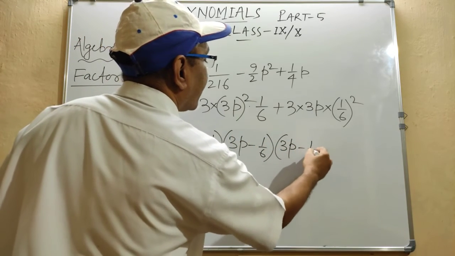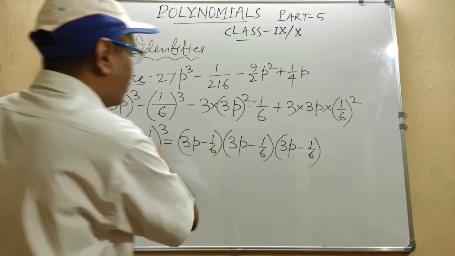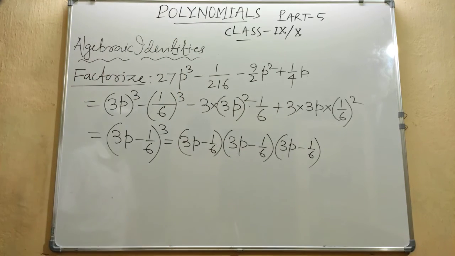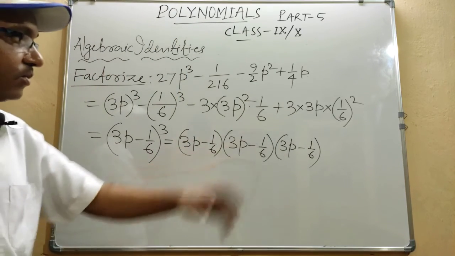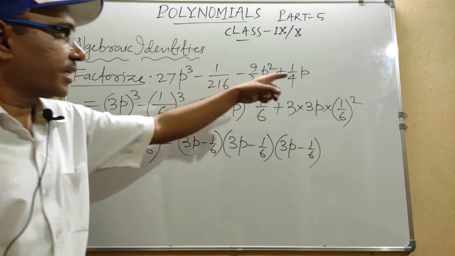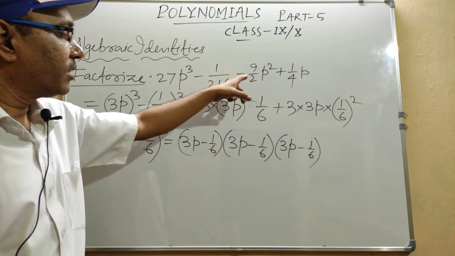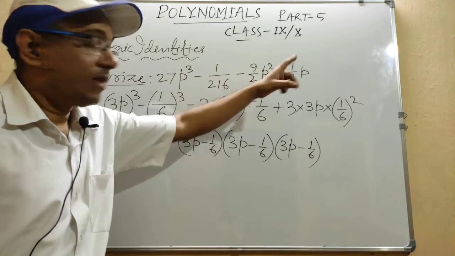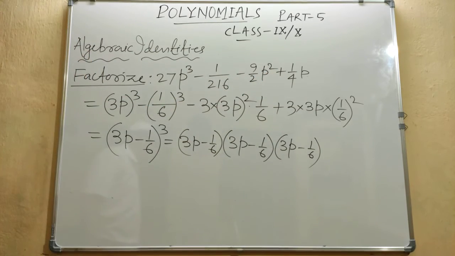You can write it thrice. So this is called factorization. Factorization means written as a product of 2 or 3 terms. ये क्वेश्चन ठीक से करेक्ट कर लीजिए. दो बार करेक्शन हुआ. यहाँ ये 9 by 2 होगा, ये 1 by 4 p होगा. ठीक है. See one more and last problem for you.